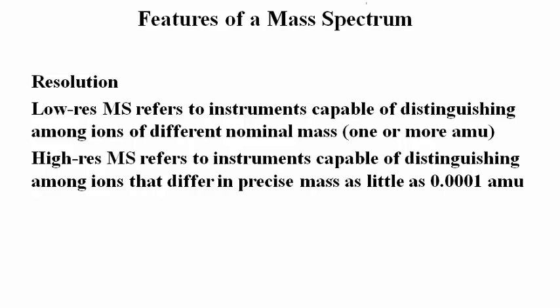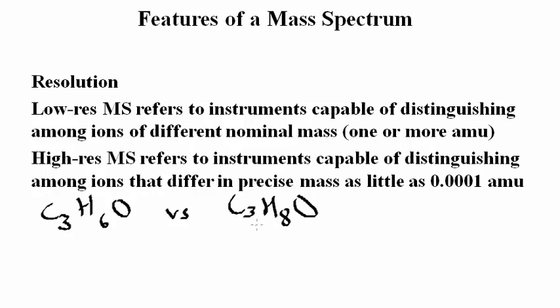High-res mass spectrometry refers to instruments that are capable of distinguishing among ions that differ in precise masses by as little as 0.0001 AMU, which is extremely precise. To illustrate this, we can look at the compounds with the molecular formulas C3H6O and C3H8O. These have nominal masses of 58 and 60 AMU and can be resolved by low resolution mass spectrometry.